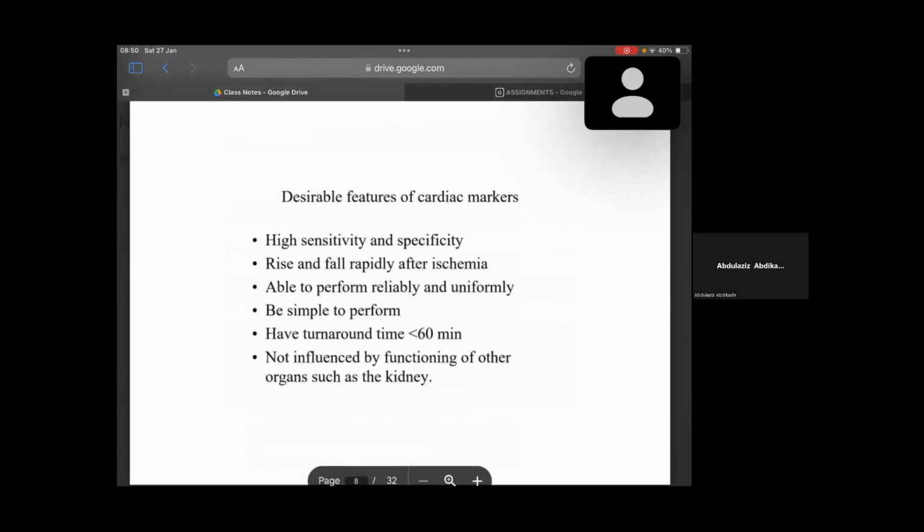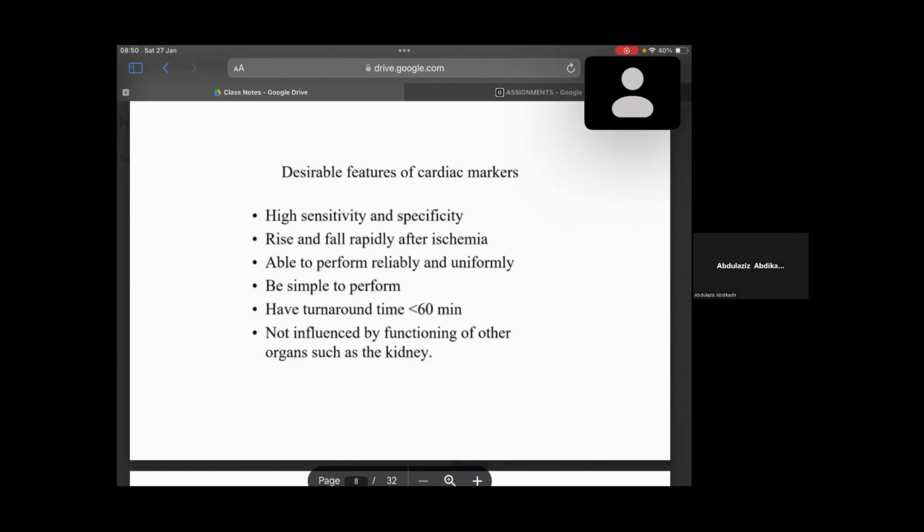So the desirable features for cardiac biomarkers: high sensitivity. What does that mean? It means that no matter how small the infarct is, it picks it up. By high specificity, it should be specific to that organ. You will find biomarkers like LDH and AST. LDH is also a marker of hemolysis. AST is part of the LFTs. ALP, which is also part of the LFTs, is also found in the bone and in the placenta.